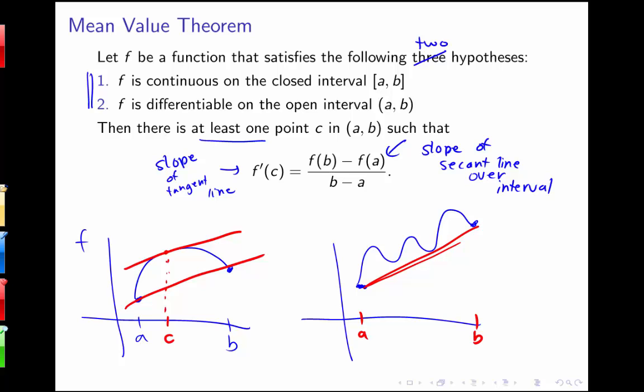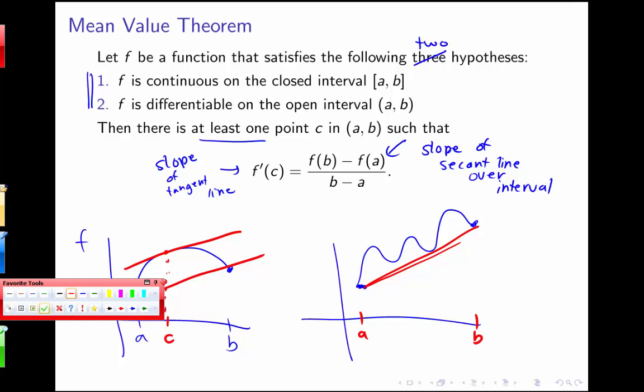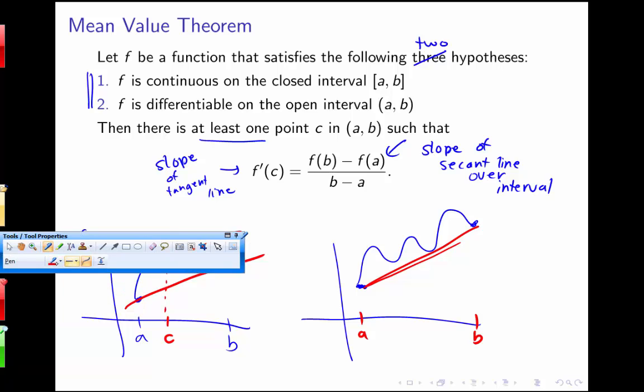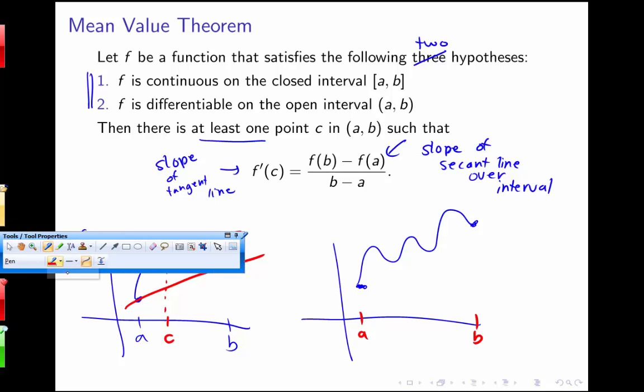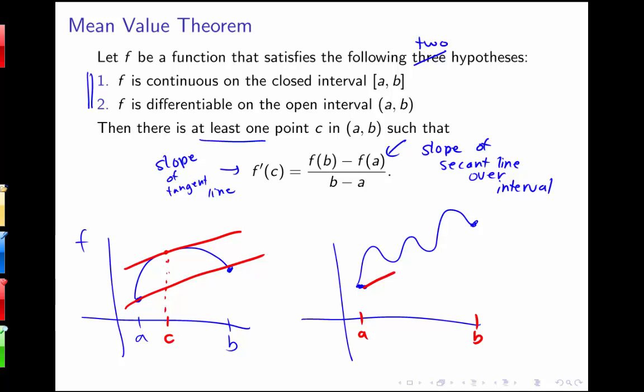And then, let me get an eraser. I just want to make that a little bit finer line. So I have this here, and I see that I could have multiple points, multiple C's, that would have the same slope. I can see here I would have something that has the same slope, here, here, here, really close by, and also here. So there's multiple C's with the same slope as the secant line.